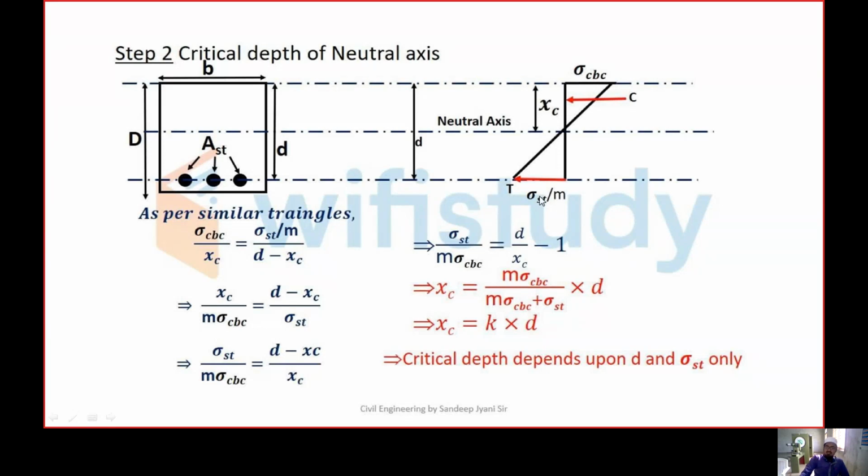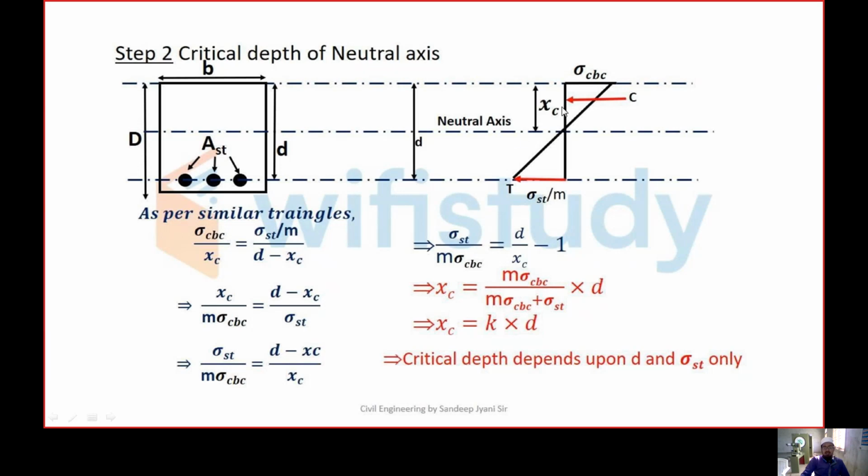So the maximum tensile stress here, you can see, is sigma st by m. Here it is the maximum tensile stress. The remaining portion, excluding the XC, gives us the depth of the tensile zone. Likewise, we know the XC, the depth of critical neutral axis, and the remaining depth. All these factors have been known to us, so we can adopt the similar triangles property.